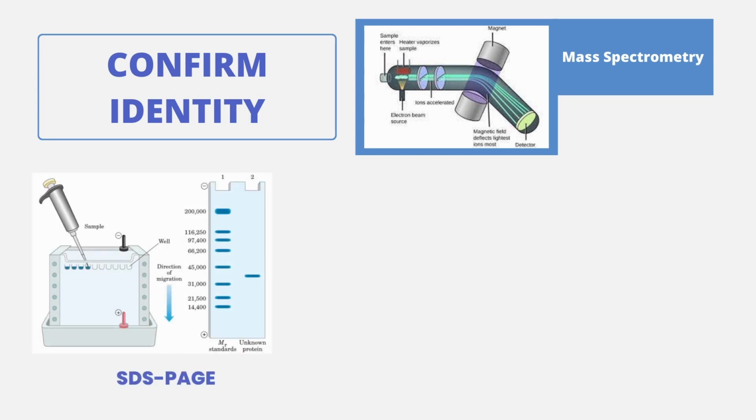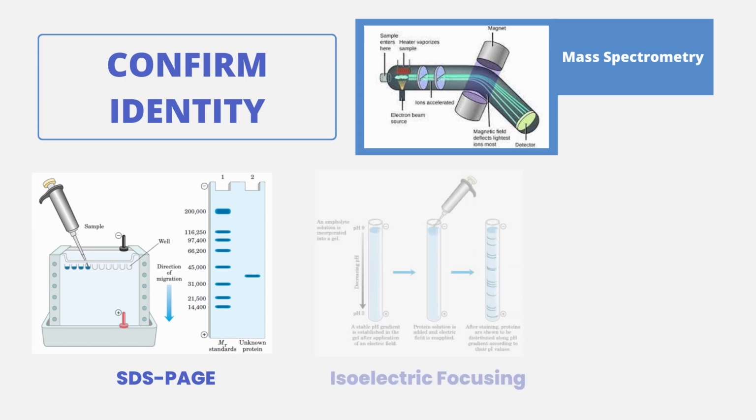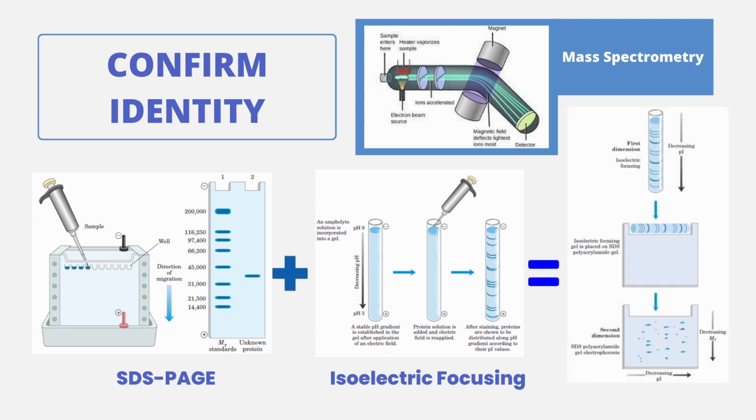SDS-PAGE is an electrophoresis method that allows protein separation by mass. Lastly, isoelectric focusing is a technique in electrophoresis that separates proteins or molecules based on their isoelectric point. We can combine SDS-PAGE and isoelectric focusing to get both results.